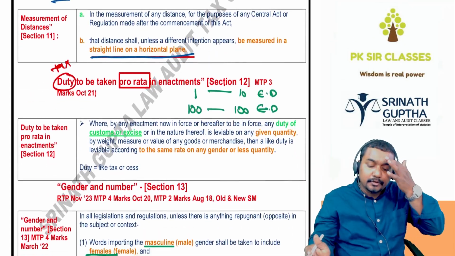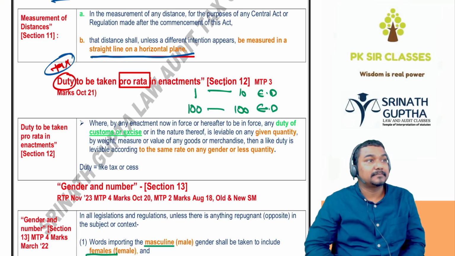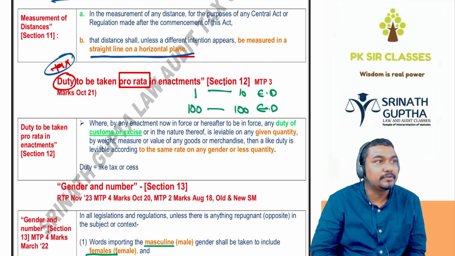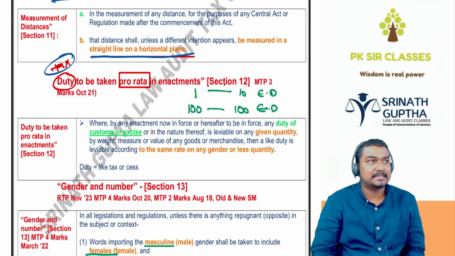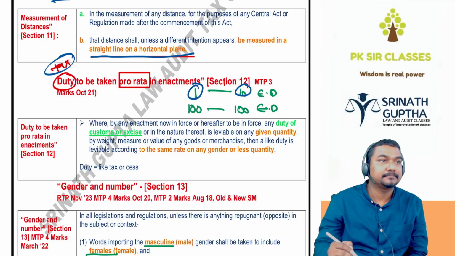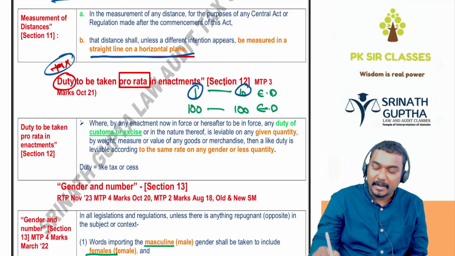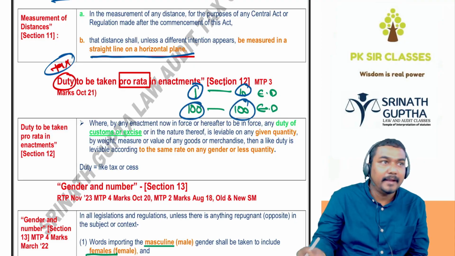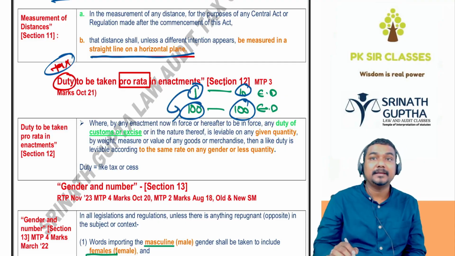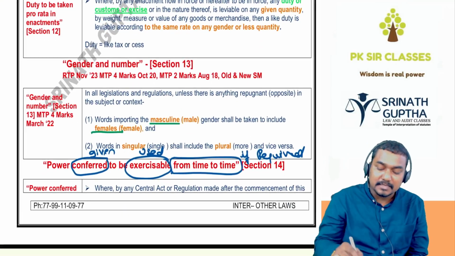Next, duty. Duty means tax, customs duty, excise duty. Duty is to be taken on a pro rata basis. For example, excise duty: if you're manufacturing one bottle of wine, you have to pay 10 rupees duty. If you're manufacturing 100 bottles, how much do you have to pay? 100 rupees. We should take it on the pro rata basis. Which basis, beta?